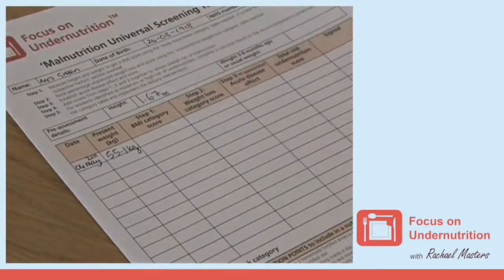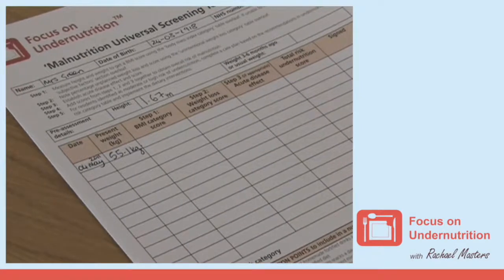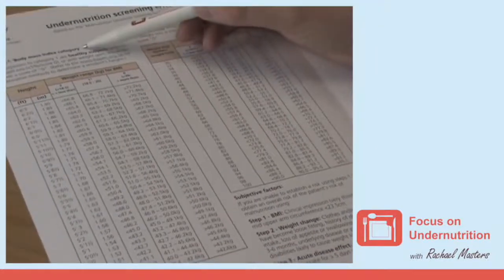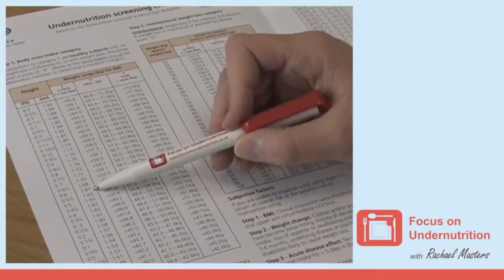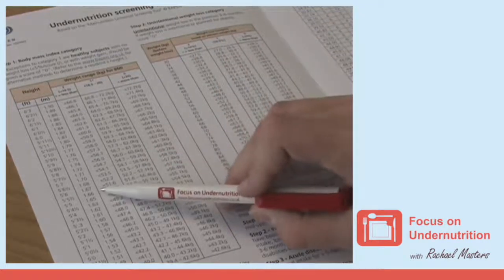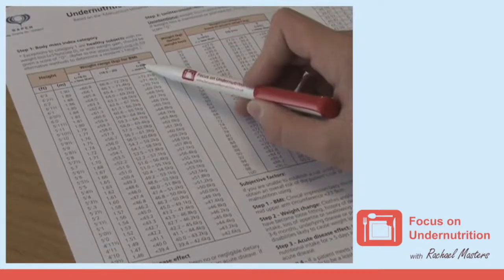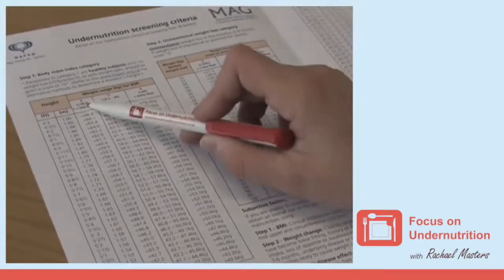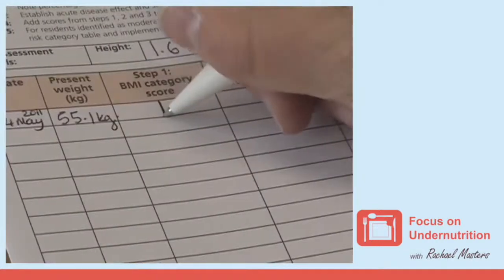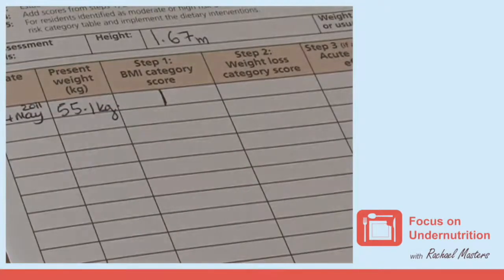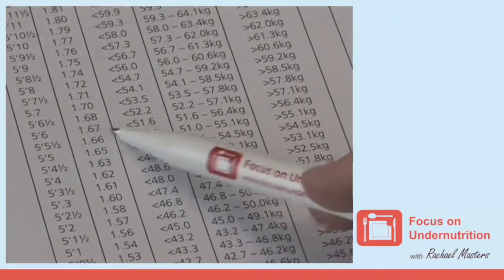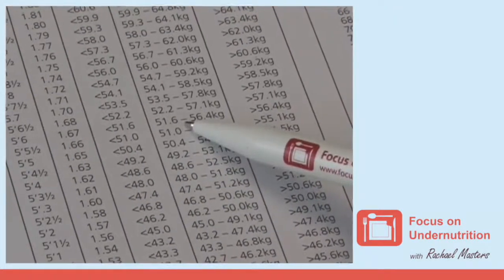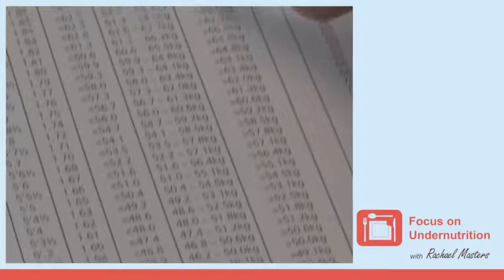Next, turn the screening tool over and go to the Step 1 table. Locate the person's height in the left-hand column. Look across the line until you see the weight range for the present weight and determine which BMI category it falls into. The score will either be 0, 1 or 2. Write this score in the BMI category score column. For example, if Mrs. Green is 1.67 metres and her present weight is 55.1 kilograms, she would score a 1.